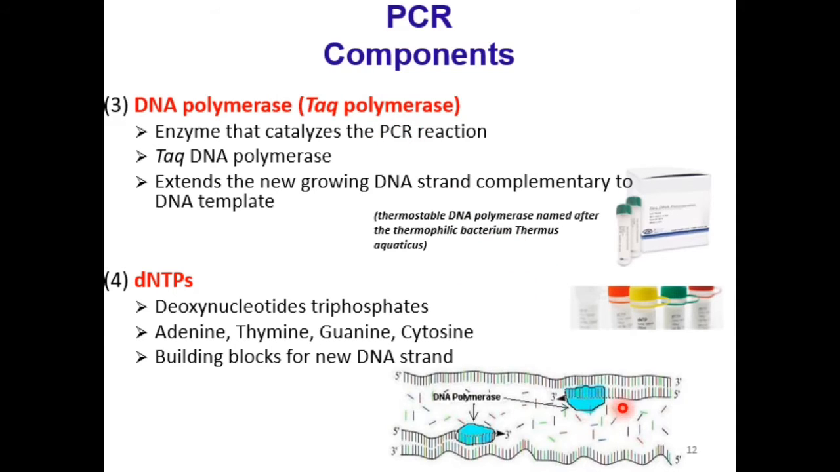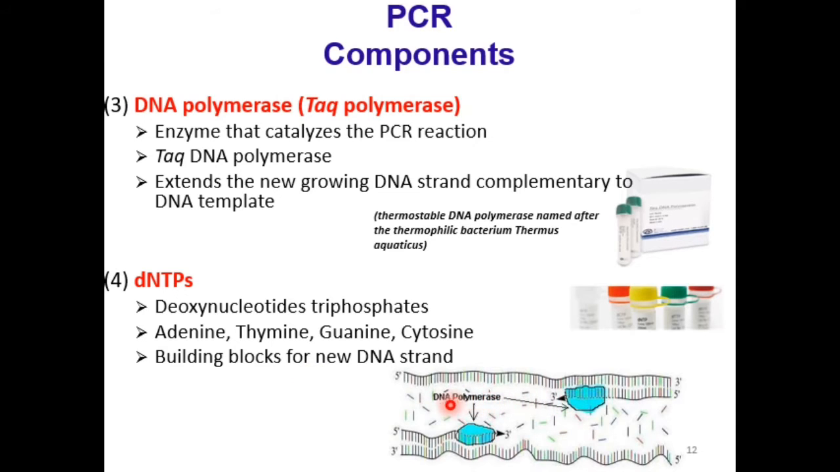So how will this extend? From where will the nucleotides come? When you extend, you need to add new nucleotides. You cannot get something new from zero. So the Taq polymerase will add dNTPs, deoxynucleotide triphosphates. They are the usual nucleotides, adenine, thymine, guanine, and cytosine, mixed together in a reagent called dNTPs. These are the building blocks of the new DNA strand.